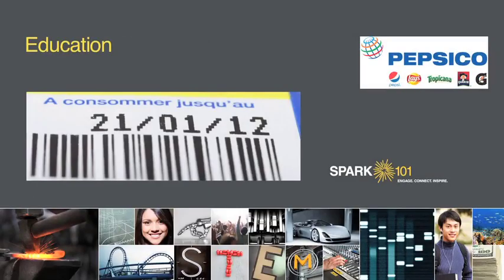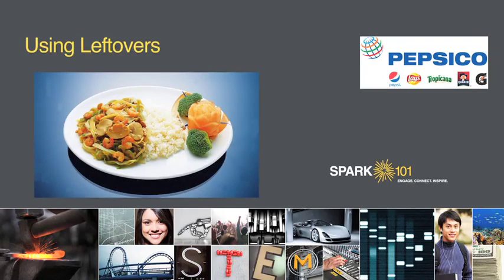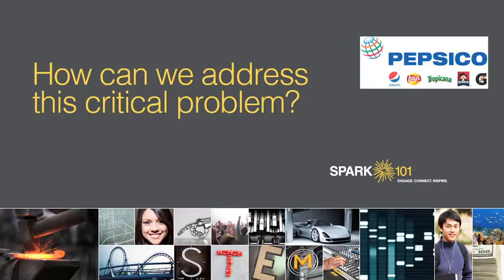Education on food quality and expiration date can help a lot. We may even use freezing, and that could preserve food before it spoils. Sometimes just using leftovers or preparing smaller amounts will help. So how can we address this critical problem?